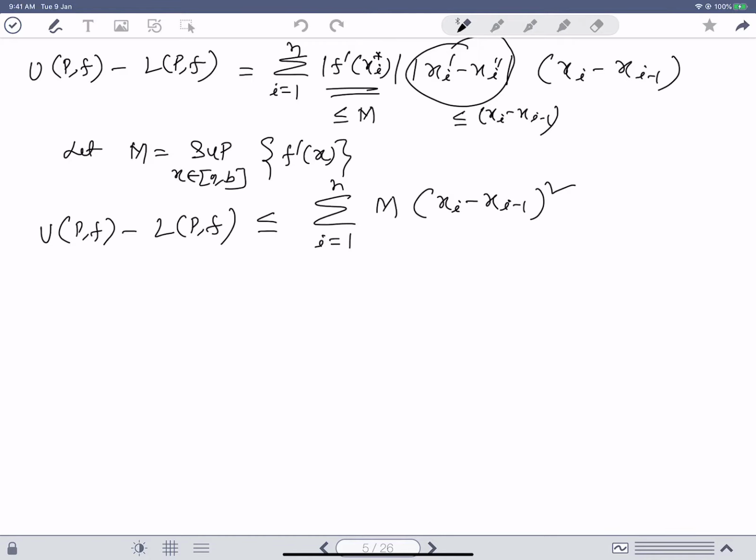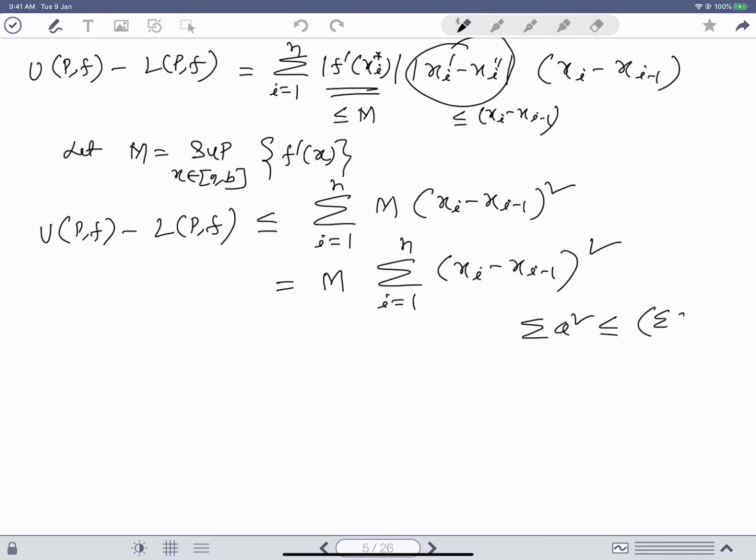Okay, is that clear? Now, this is the same as M times summation i equal to 1 to n of (x_i minus x_{i-1}) whole square. But we know that, say in this way, (a plus b) whole square, sorry, that summation of a square is less than or equal to that. We know that, right?